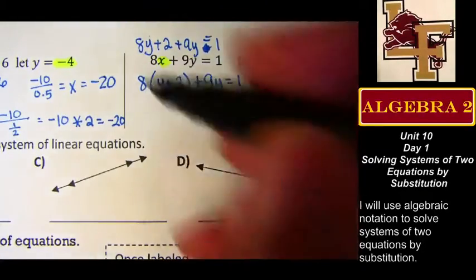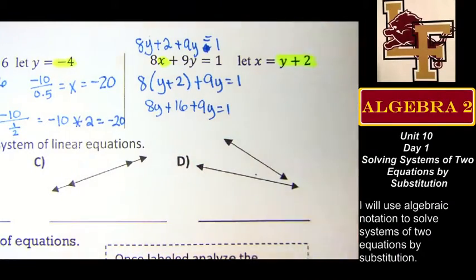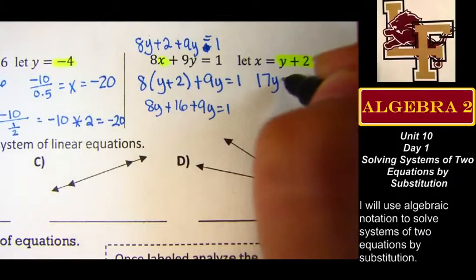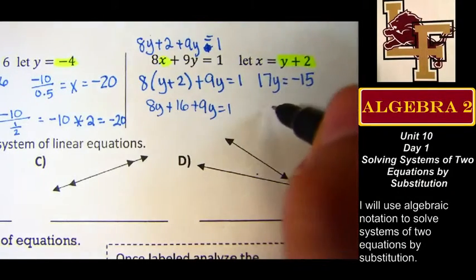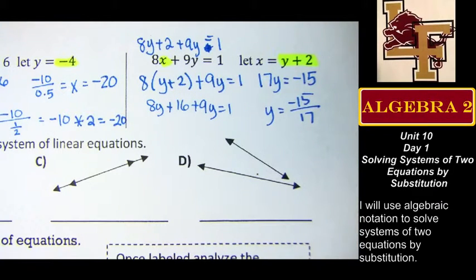All right, then I can solve this for y. 8y plus 16 plus 9y equals 1. Minus 16, right? And then you combine: 17y equals, and then you can divide both sides by 17. And I end up with a weird fraction. I didn't do anything wrong. I substituted properly, I distributed properly, I subtracted and added and divided properly. It's just a weird fraction, which is fine.